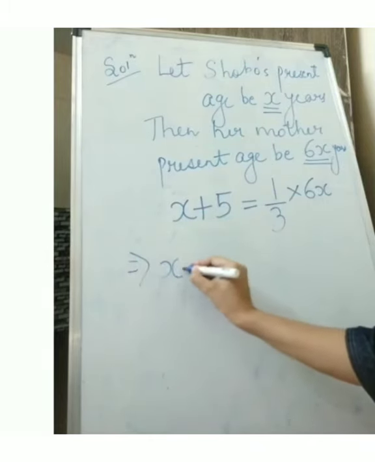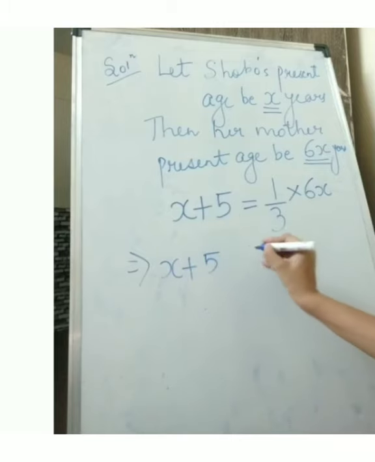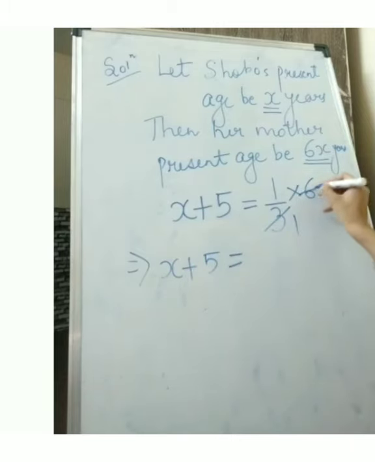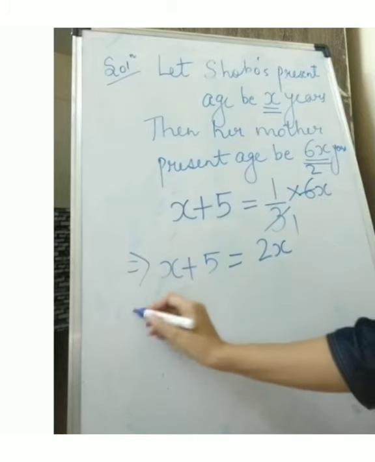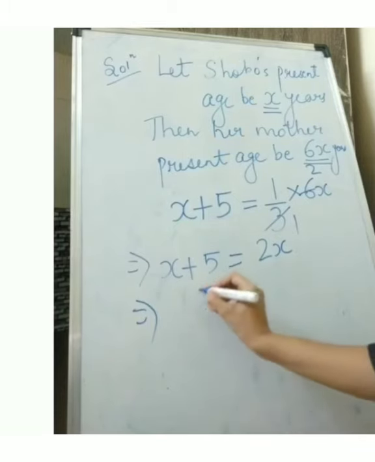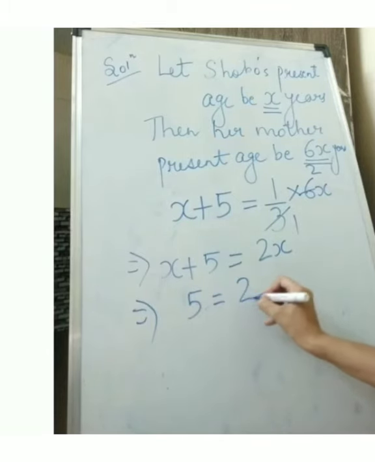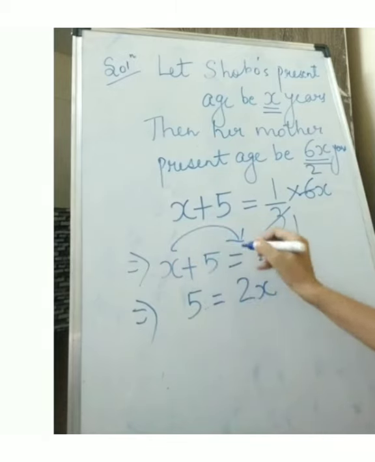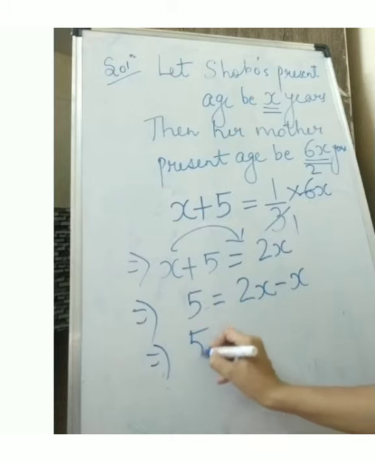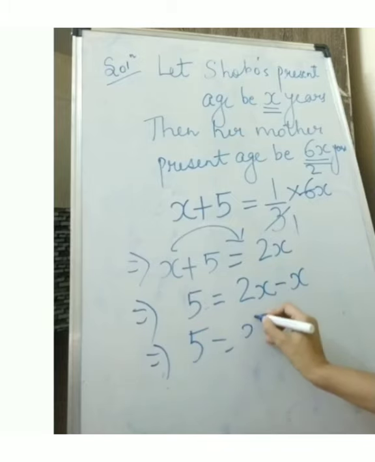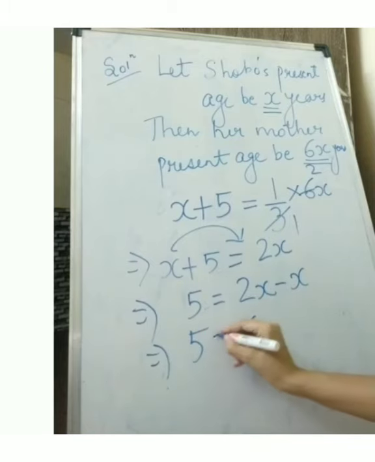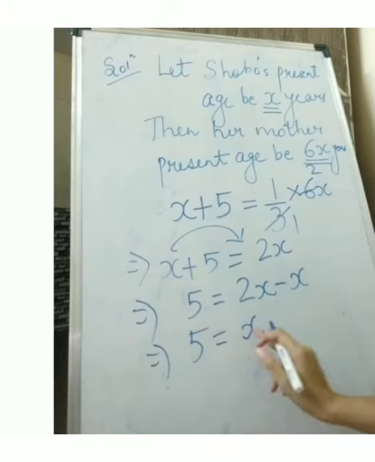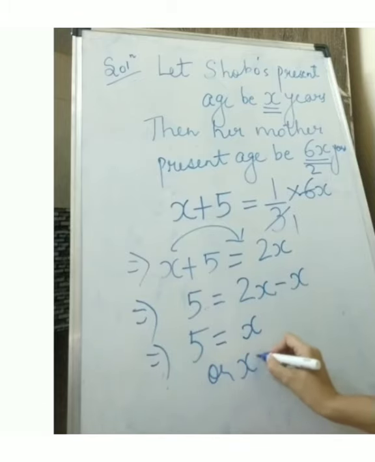So this will be x plus 5. Now 3 1s are 3, 3 2s are 6, so it becomes 2x. Now 5 I will keep it here, 2x I will write here. This x from LHS, when it moves to RHS, it will become minus x. So 5 is equal to 2x minus x, which is x. Already I have discussed this also, that 5 equals x, or we can write x equals 5.